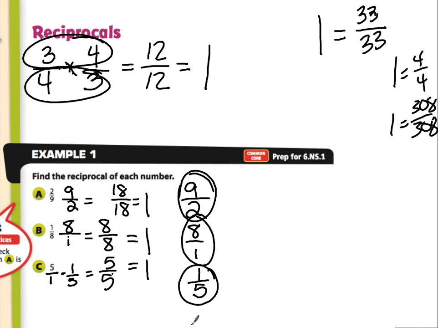Right? The other piece of this, which I'm going to give you a little heads up on: when we talk about improper fractions, or when we talk about mixed numbers, you have to make them improper before you can find the reciprocal. So just a little heads up on that one.